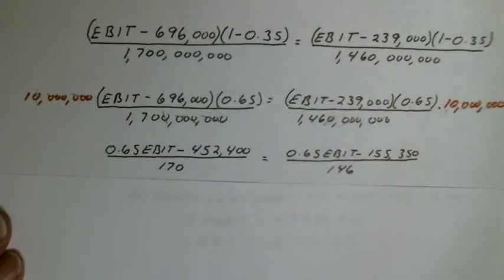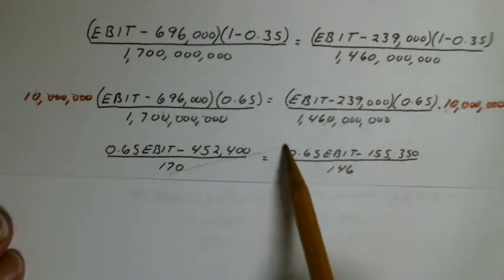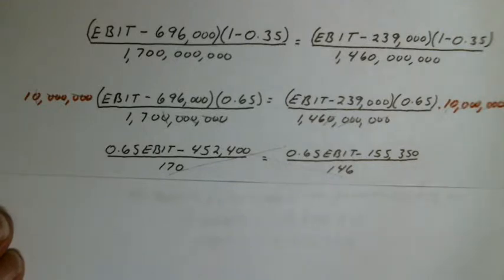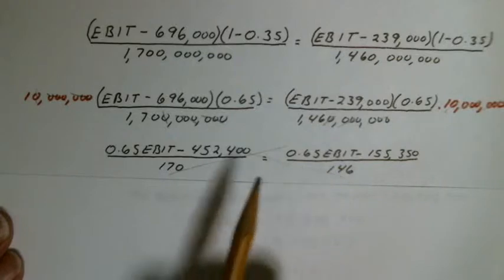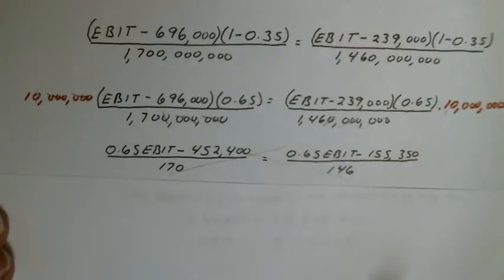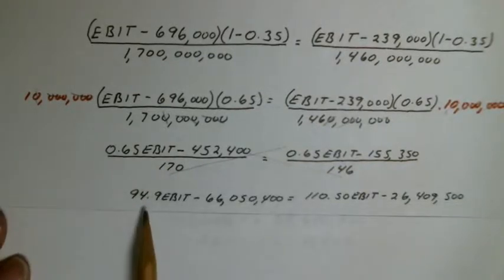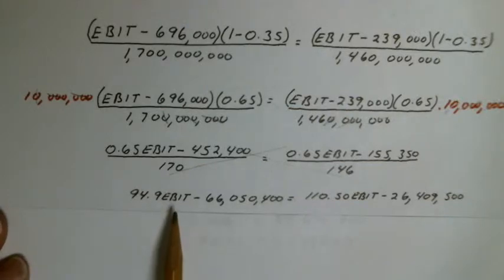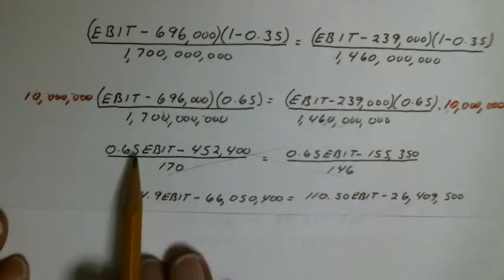I'm going to multiply both sides by 146 and likewise multiply both sides by 170. You would never actually do that. You wouldn't even think about that. You're going to think, I'm going to cross multiply. And that's exactly what's being shown in the next step. That is 146 times 0.65 is where this 94.9 comes from. 94.9 EBIT.